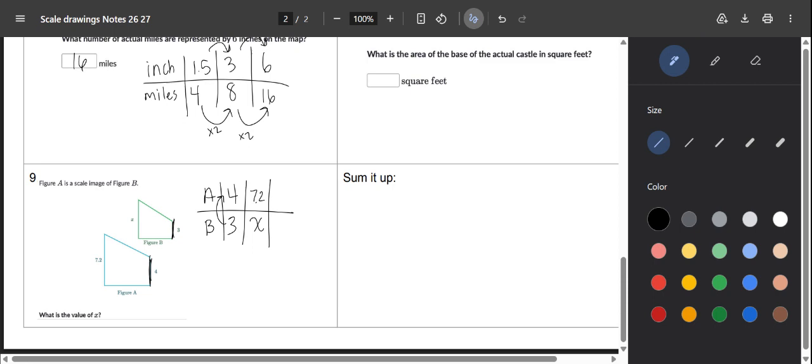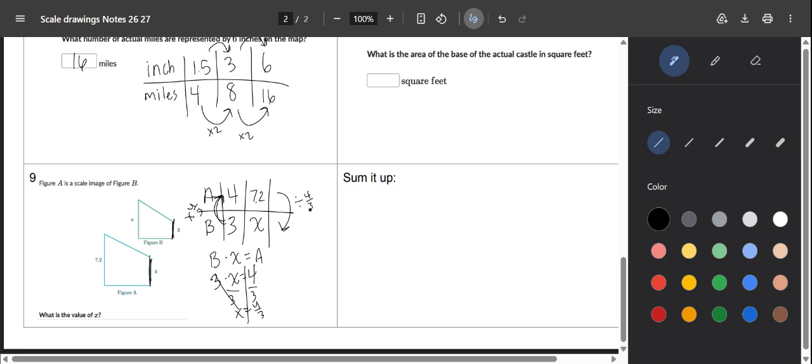I want to go from B to A. So B times something equals A. B is 3, and A was 4. So I can divide out. X must be 4/3. So I know that to go from B to A, I would multiply by 4/3. Or if I wanted to go the other way, from A to B, instead of multiplying, I could do the opposite. I could divide by 4/3.